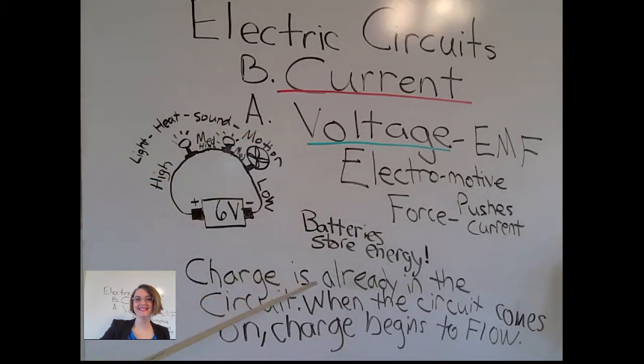Charge is already in the circuit, waiting to be pushed along. When the voltage source is turned on, it sets up an electric field that turns on at the speed of light. When the electric field turns on, charge everywhere throughout the circuit begins flowing at a very slow rate of about 1 centimeter every minute.